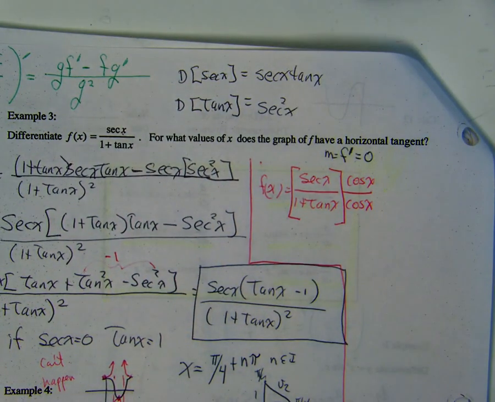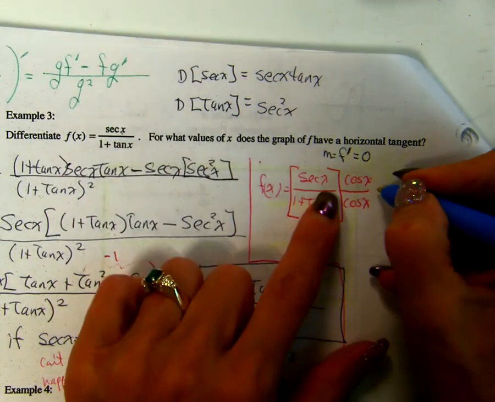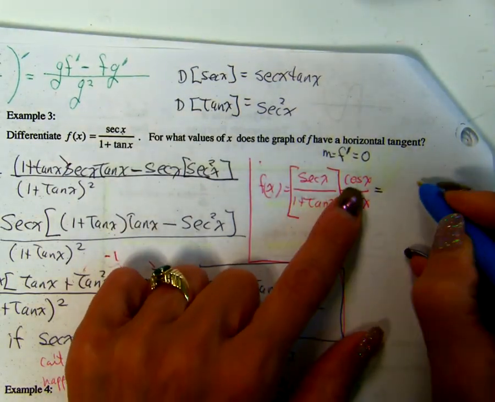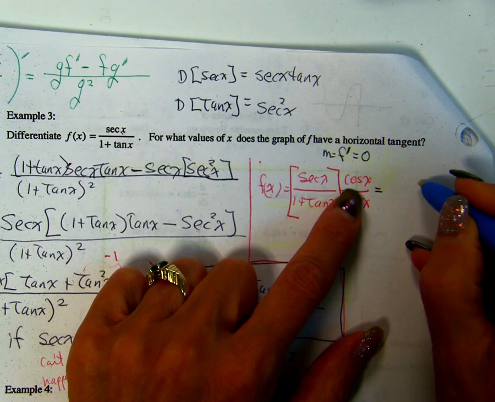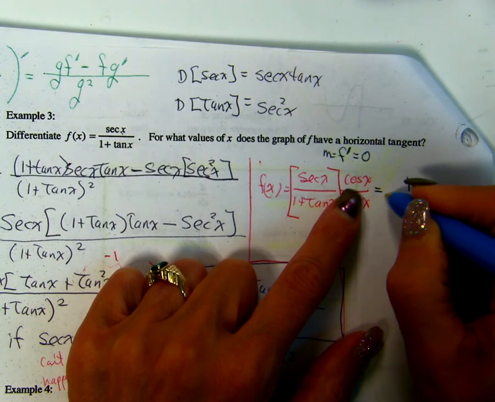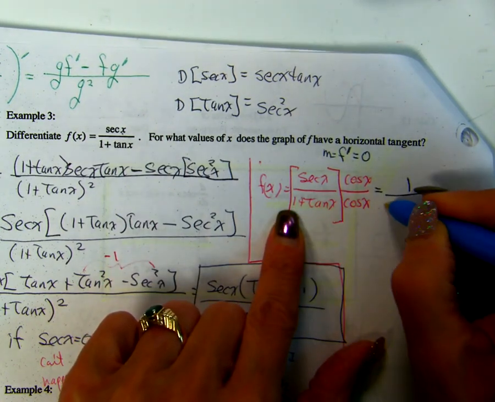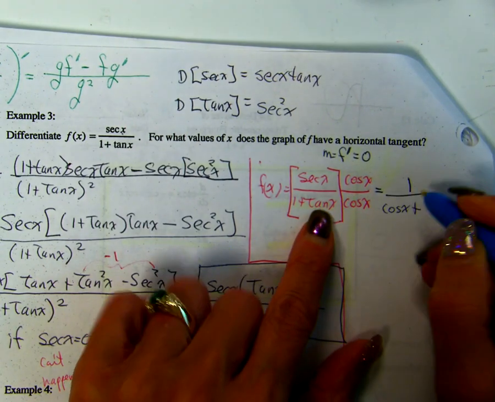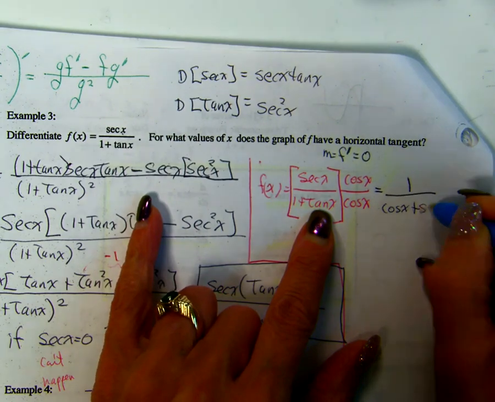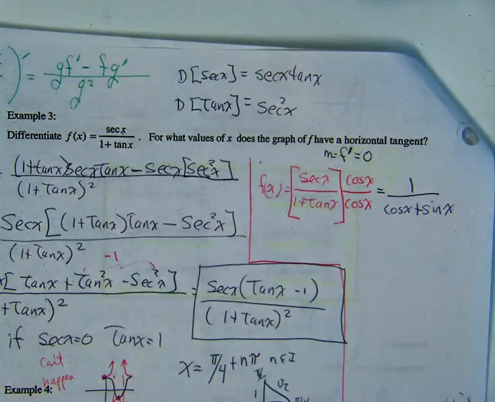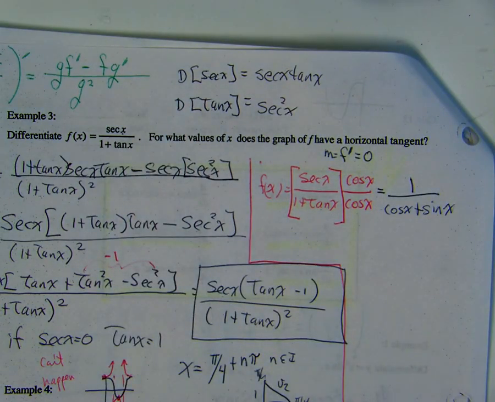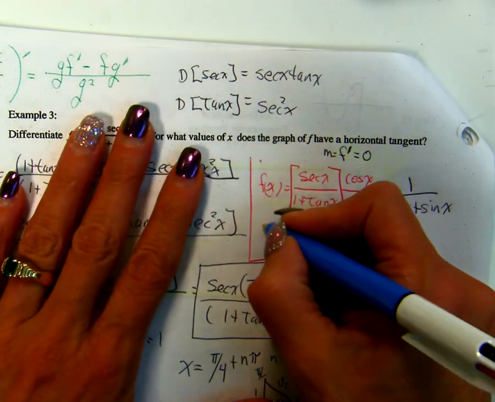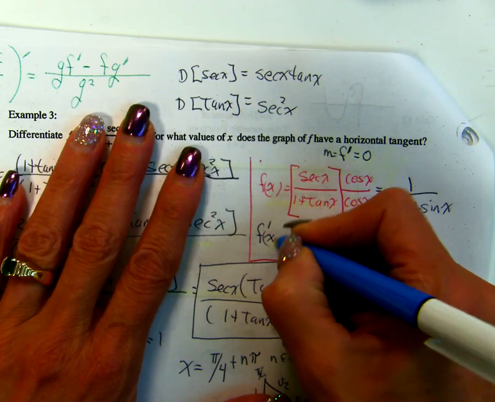Wouldn't that simplify our question? Because on the top, what would I get? Secant times cos. A function times its reciprocal is 1. Distribute to both terms, you'd get cos x plus, what's tangent times cos? Sine. Okay, that might be an easier thing to take the derivative of. You still need a quotient rule. What would f prime look like now?